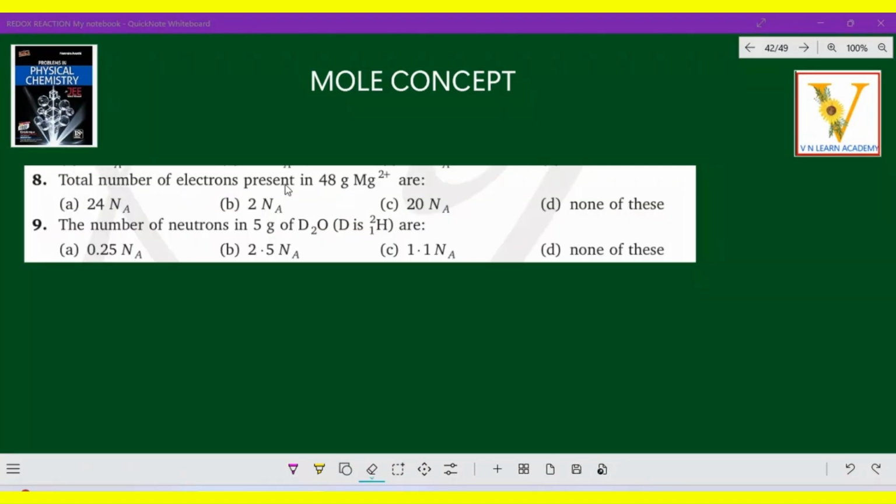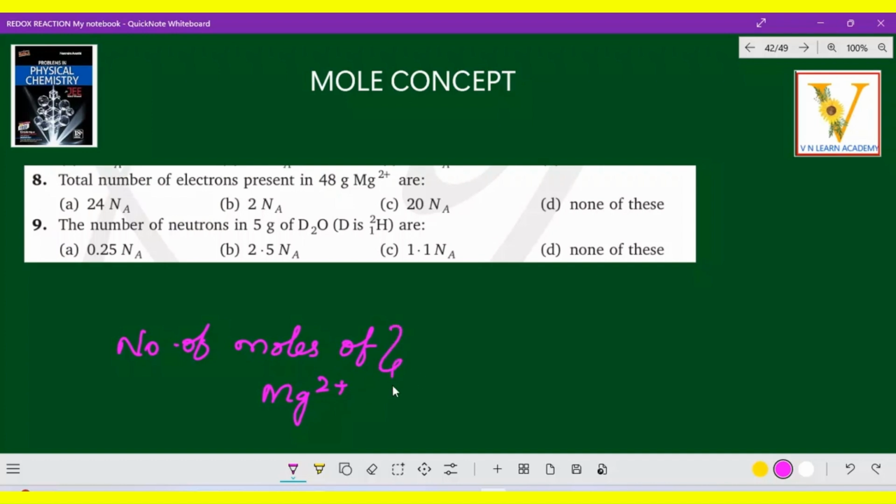Total number of electrons present in 48 gram of Mg2+. Now here, let us identify the number of moles of magnesium ion. Number of moles is given mass by molecular mass. Given mass is 48 gram, atomic mass of magnesium is 24. So 48 gram divided by 24 gram per mole, you will get 2 moles.